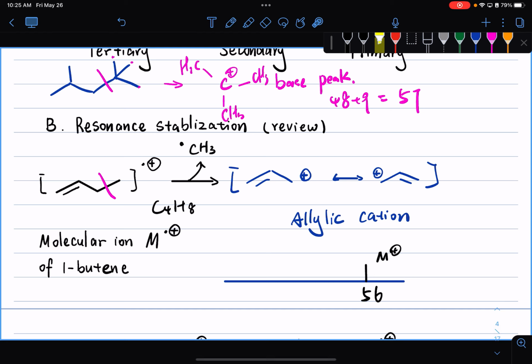And where does that allyl cation peak be? This one is the C3. 1, 2, 3, 4, 5, 6. Actually, 5. 1, 2, 3, 4, 5, yeah. So this one is 36, 41. So we're expecting it to be around 41.